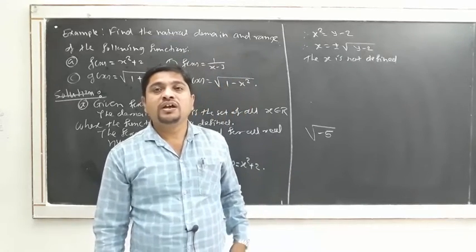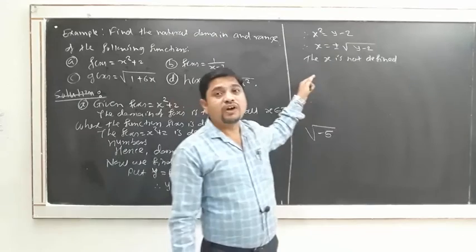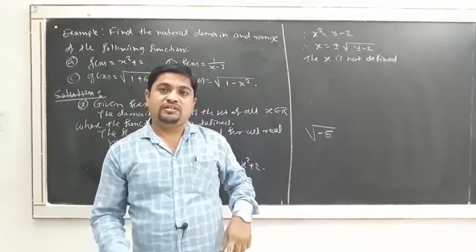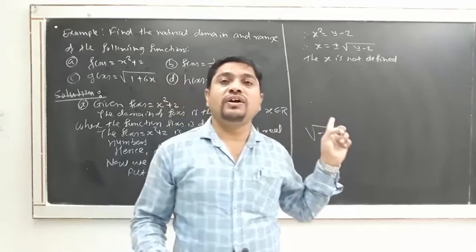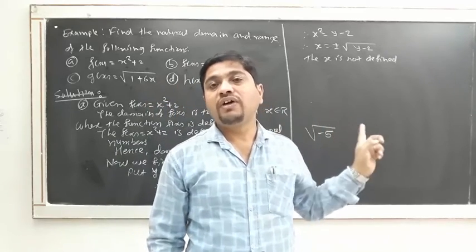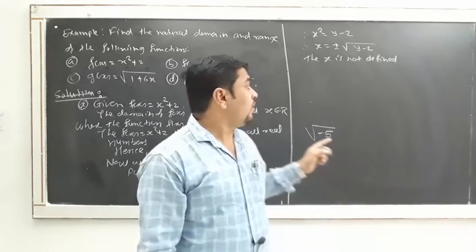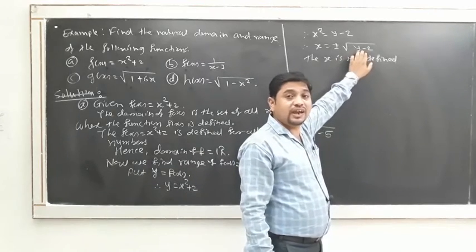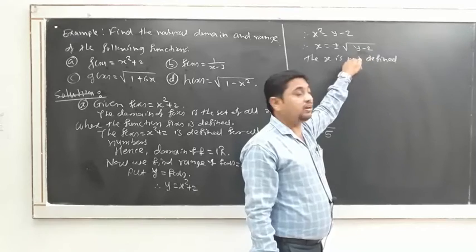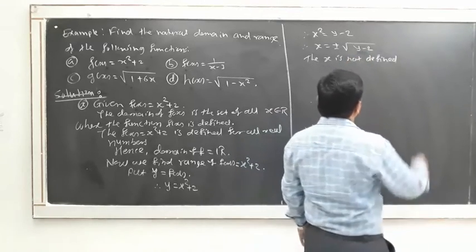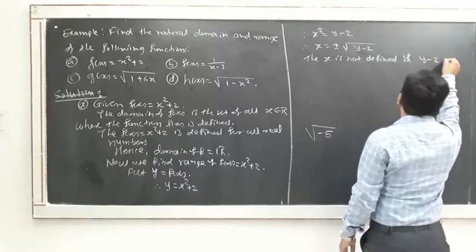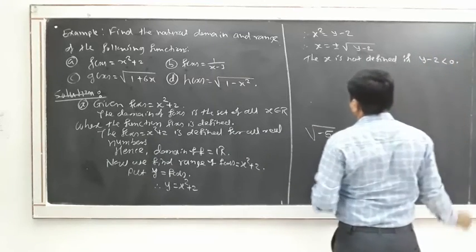That means, after putting some value, if you are getting real numbers, then we say that this function x is defined. Otherwise it is not defined. So if this quantity under the square root is negative, then this function is not defined. It is not defined if y minus 2 is less than 0.